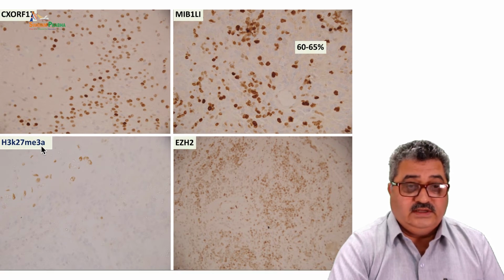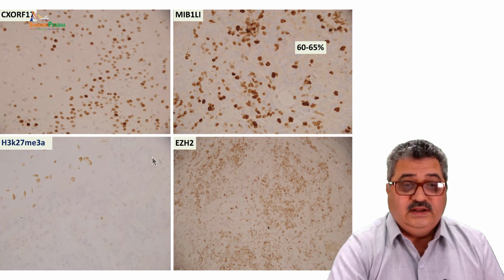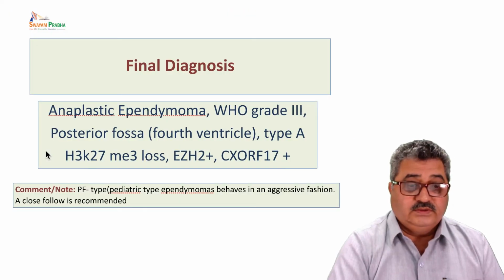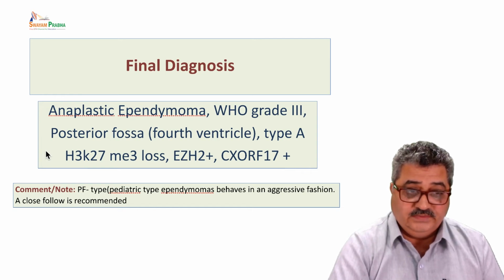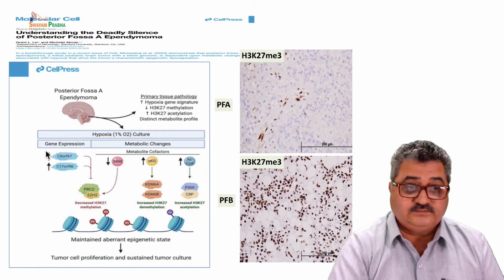And there are other surrogate markers, for example CXorf67, which is overexpressed when me3 is lost, and EZH2 is also overexpressed. So one can say this is ependymoma, WHO grade 3, posterior fossa, H3K27me3 loss, and people now suggest this is the pediatric type PF type, the other is the adult type.